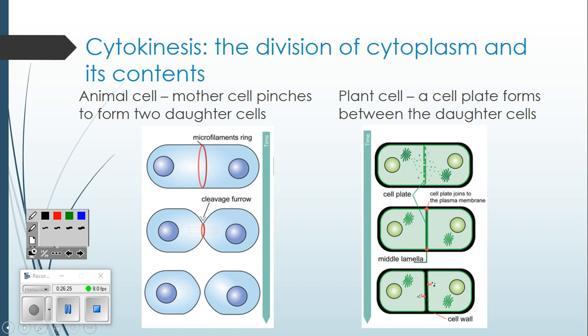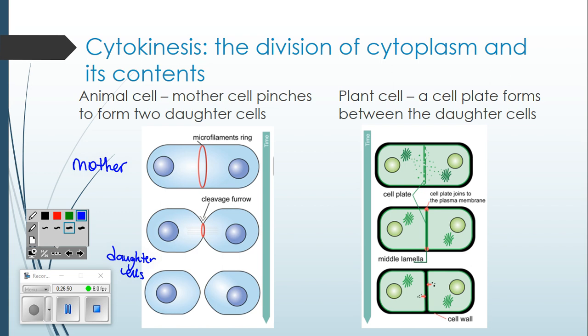In an animal cell, the mother cell, which will be the one that we started with, pinches to form two daughter cells. Even if you are male, we would call this the mother and the daughter cell. Female pronouns got used, and that's just how it is.